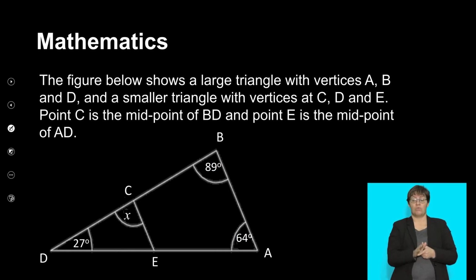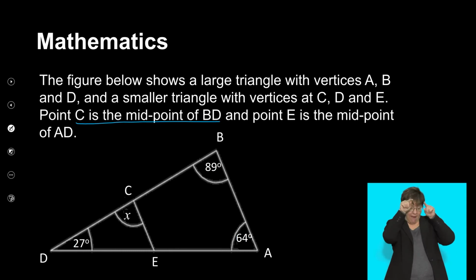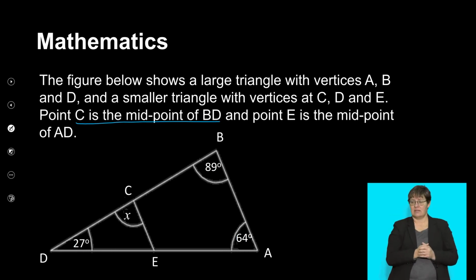It says the figure shows a large triangle with vertices A, B, and D, and a smaller triangle with C, D, and E. Now, the point C is the midpoint. As soon as I know that, I am definitely going to the line BD, and I say BC is equal to CD. And then E is the midpoint of AD. It means DE is equal to AE.